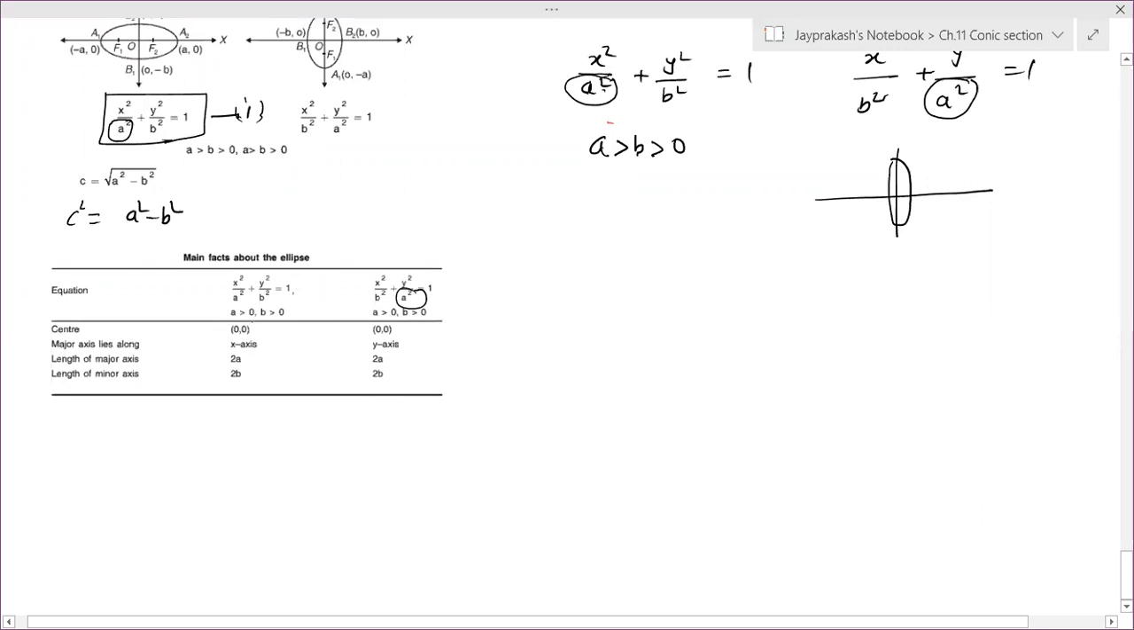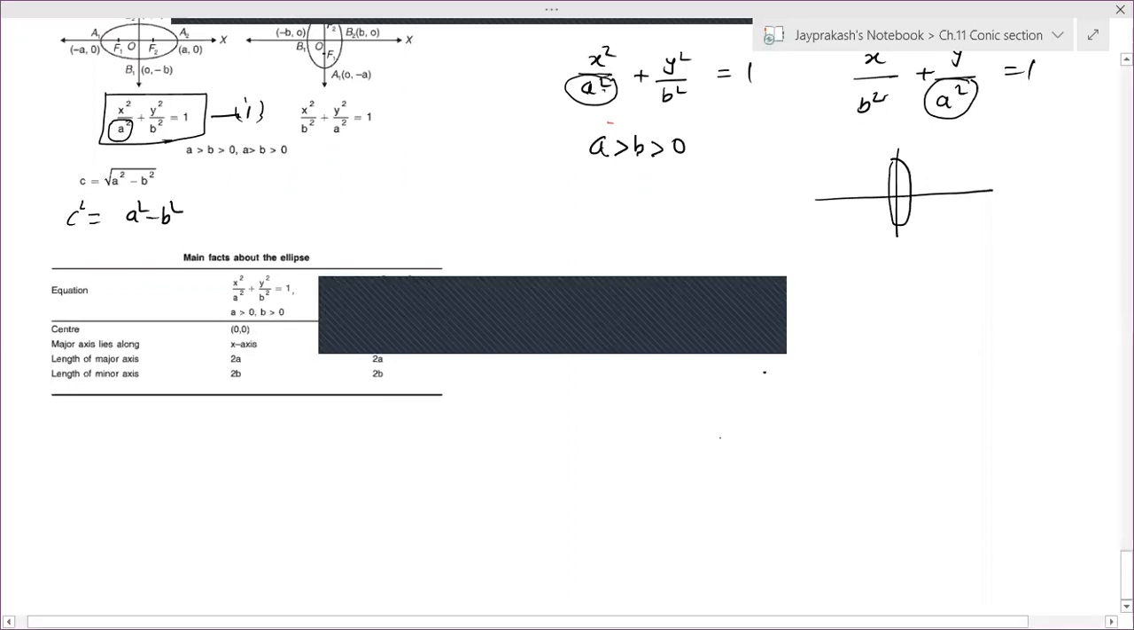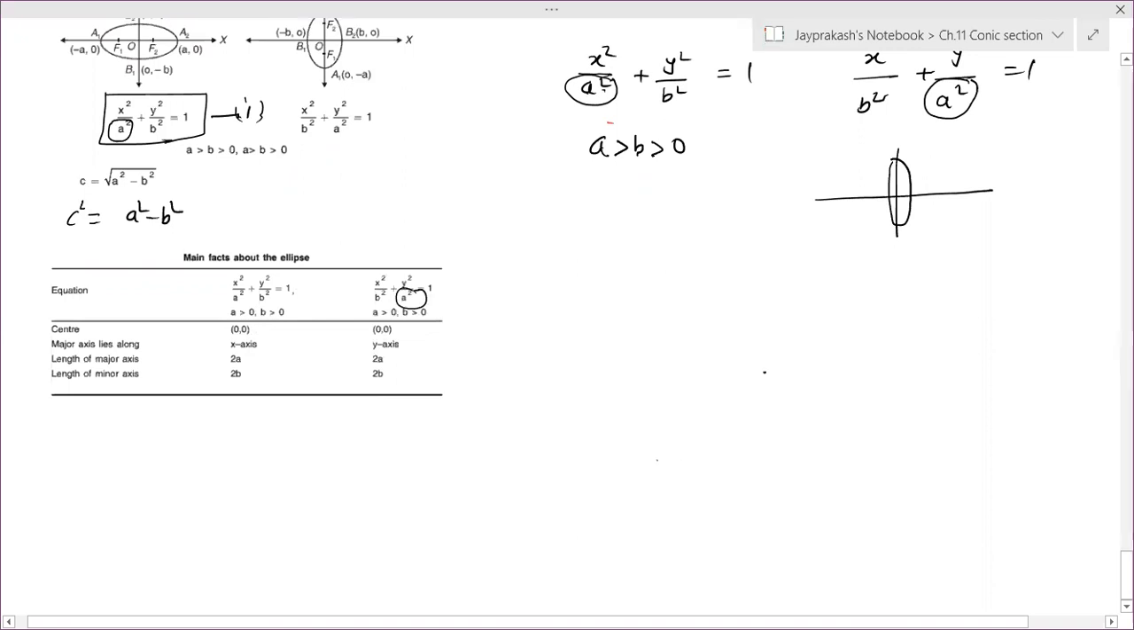Now the center of both the ellipses is 0 0, and we have already discussed that whichever denominator is greater, whether it is in the denominator of x or in the denominator of y, that will be your major axis. So in the first case, the denominator of x square is greater, so that means the major axis will be the x-axis. Now in the second case, the denominator of y square is greater, so in the second case the major axis will be the y-axis.